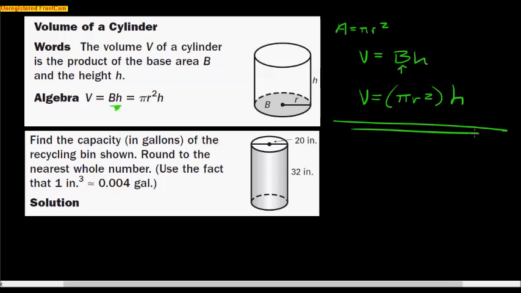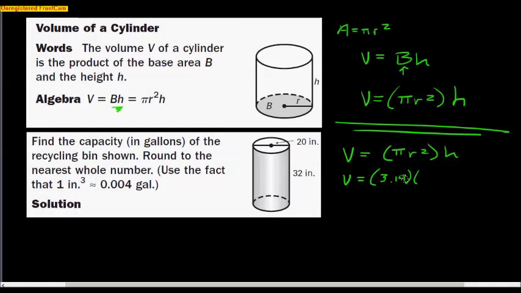So to do example 2, I've got a cylinder here, and I'm going to just use this formula and plug in what they give me. They have find the capacity of the recycling bin shown, and to the nearest whole number. And so that's going to mean I'm going to round. So I am going to just plug in a 3.14 for the pi. I'll take it out of there and make it look a little better here. All right, bam, that's a little better.